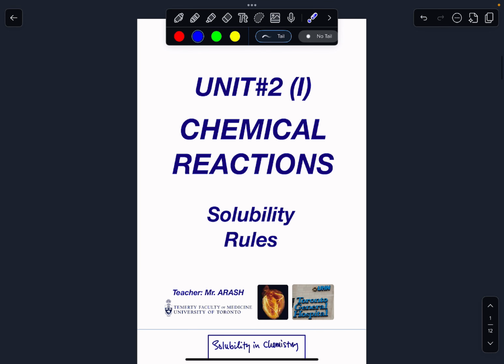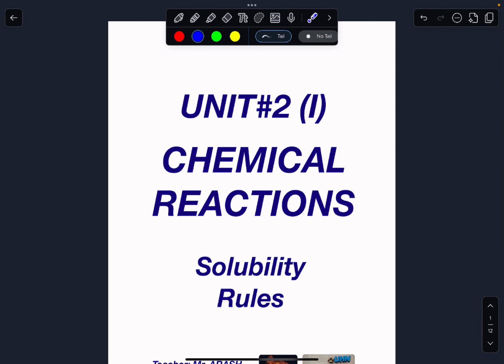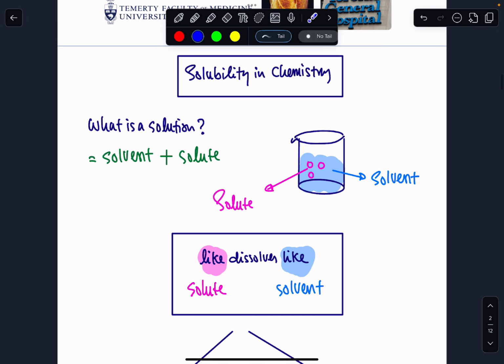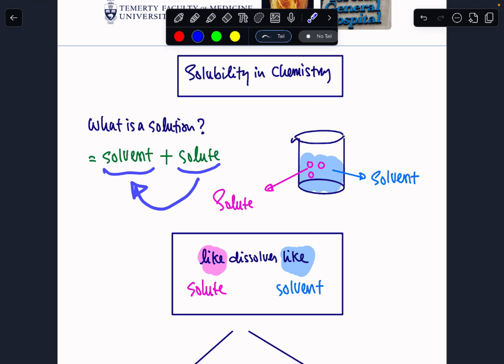Hello, everybody. So let's talk about chemical reactions, and specifically reactions that pertain to solubility and solutions. With regards to solutions, the first thing you want to know is, first of all, what exactly is a solution? A solution in chemistry is defined as essentially a solvent and a solute, and the solute is what gets dissolved in the solvent, and as a result, you get a solution.